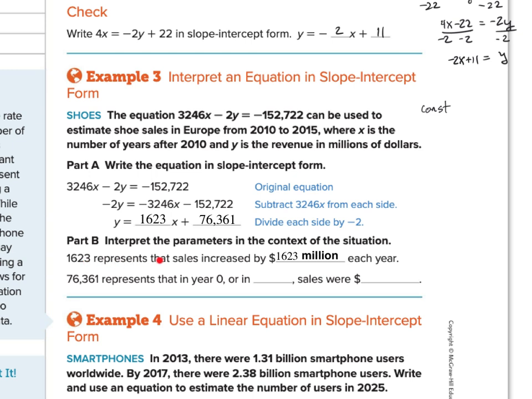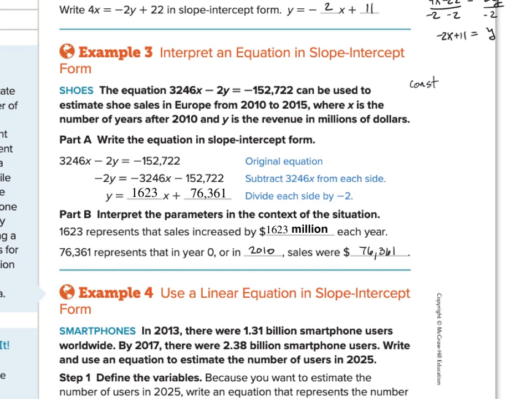So it represents the sales increased this million each year, and it represents that in year 0, which is 2010, because that's the starting point. Sales were 76,361. So years since, we can calculate that.